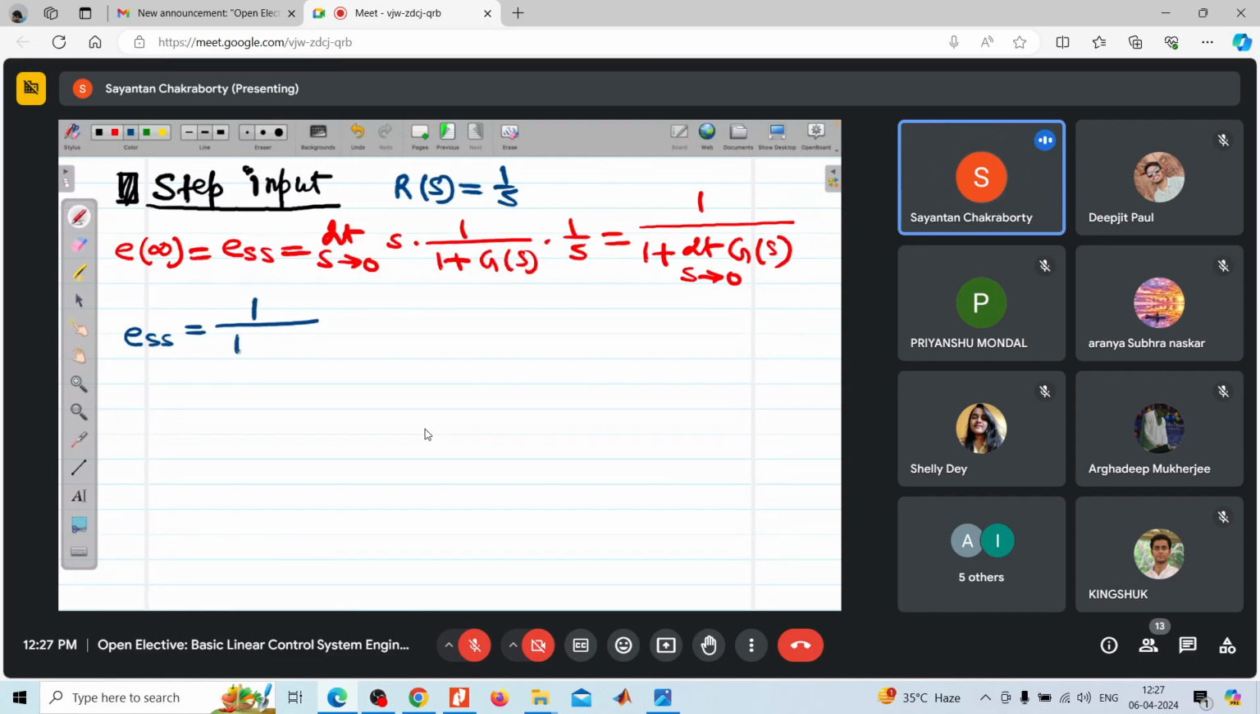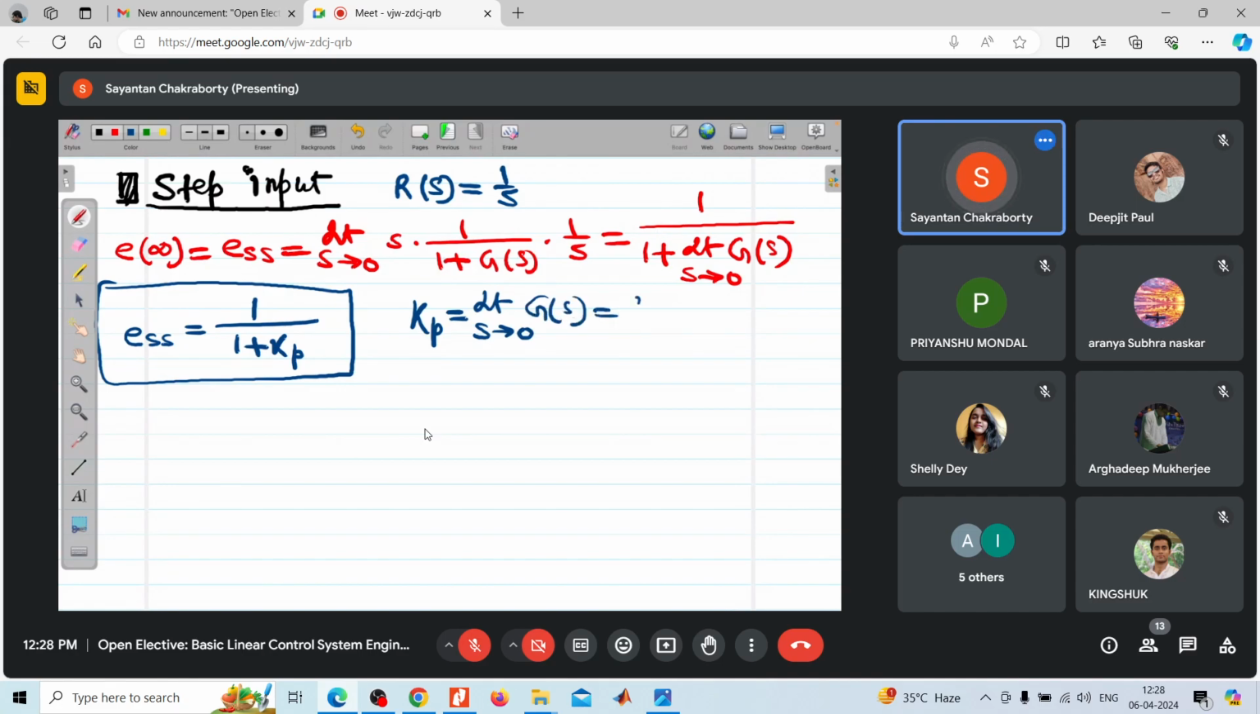defined as Kp. What is this Kp? Kp is defined as limit s tends to 0 of G(s), or in simple terms G(0), the DC gain, and this Kp is known as static position error constant.